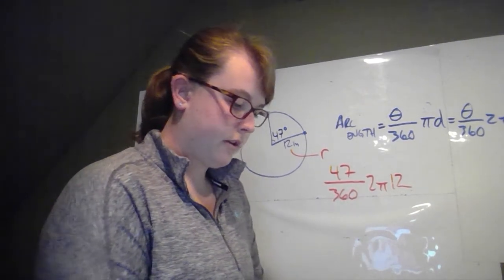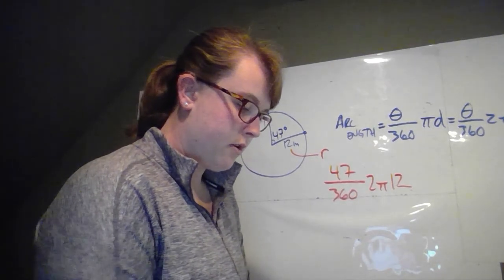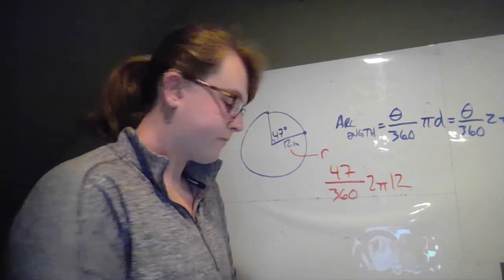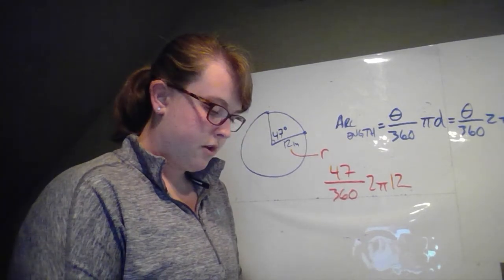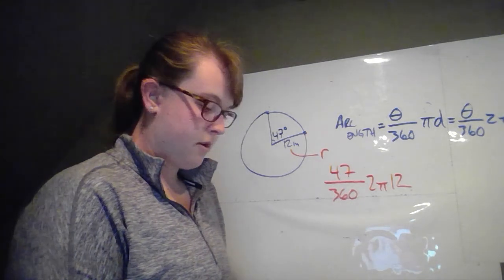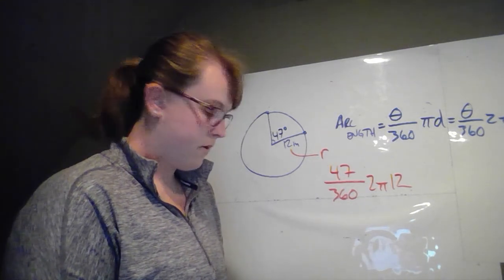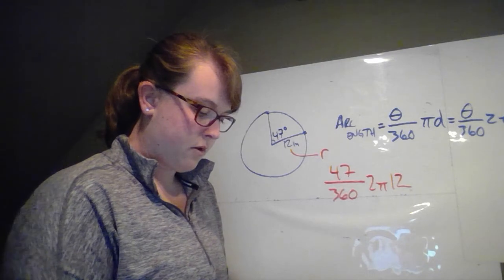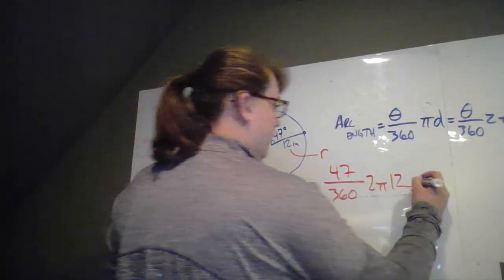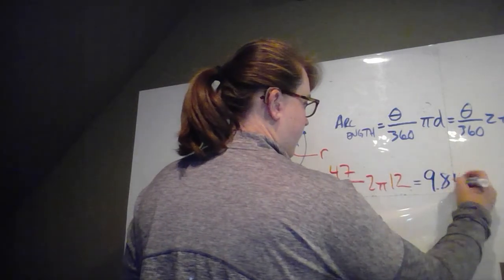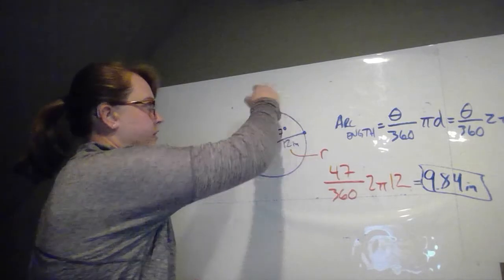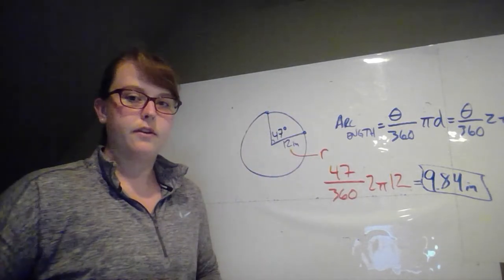So let's go. 47 divided by 360 times 2 times pi times 12. And we should get 9.84 inches. All right, so that would be the length of just that portion of the circle.